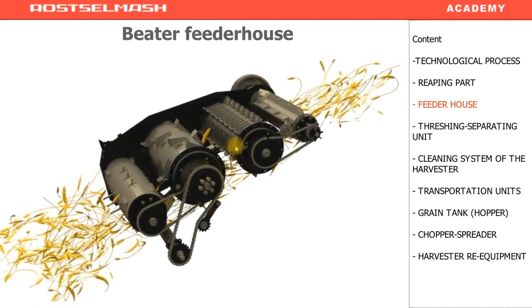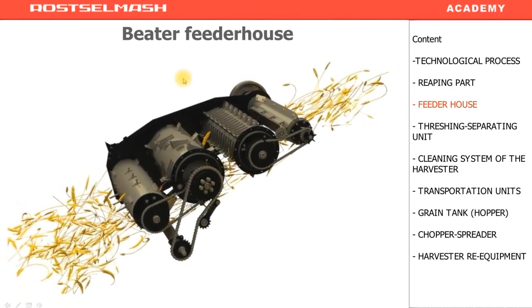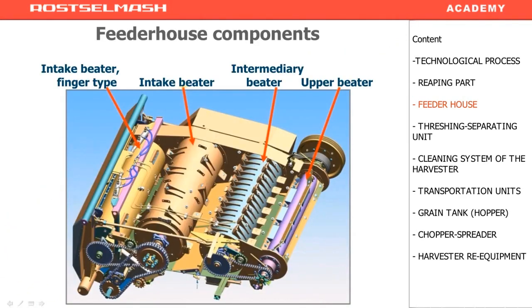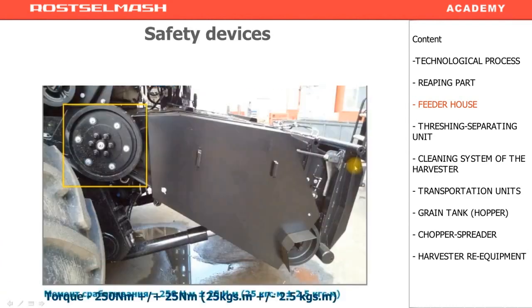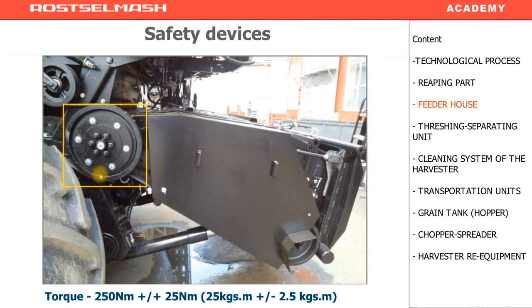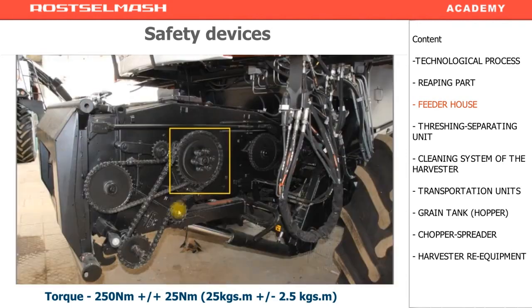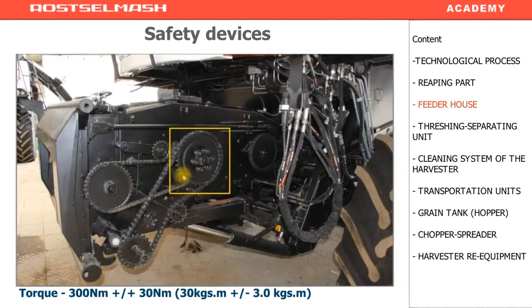On the left and on the right of the pulley, there are safety clutches. In the given figure, you can see the correct names of all the beaters located in the feeder house. This clutch is installed on the right pulley. Its nominal torque is 25 newton meters. The sprocket also has a safety clutch, 300 newton meters plus or minus 30 newton meters.